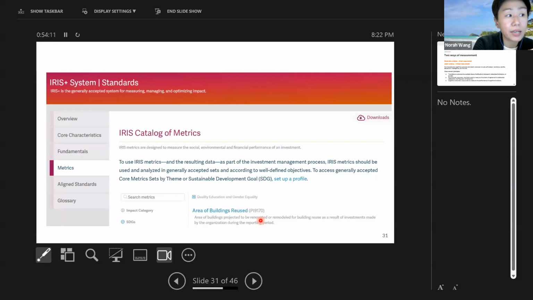I'd really recommend you look at the impact metrics being used in this system. Having said that, it is only a database, and it may not include all the metrics that you are looking for, but at least I think it's a good start. Some of the metrics may inspire you to think about the intended outcomes that you would like to use. Okay, so that's IRIS. Another thing about IRIS is that a lot of global impact investors are all using this system. So if you're interested in getting funding from international philanthropic foundations or impact investors, they will be looking at the same system.